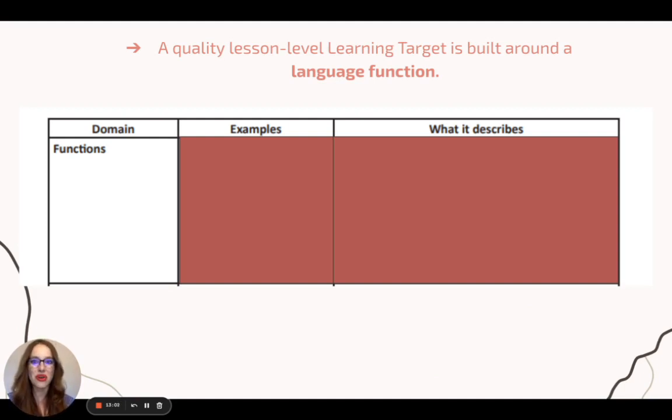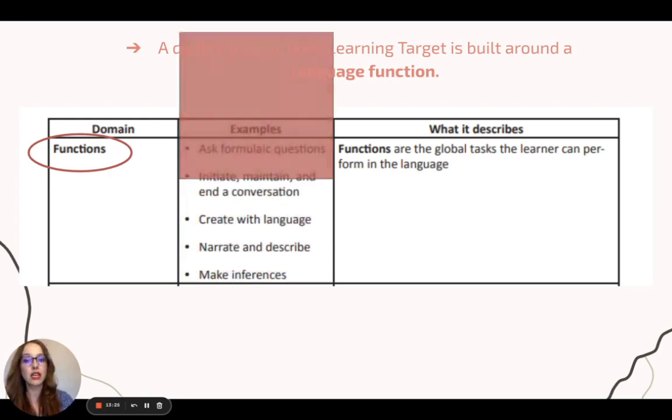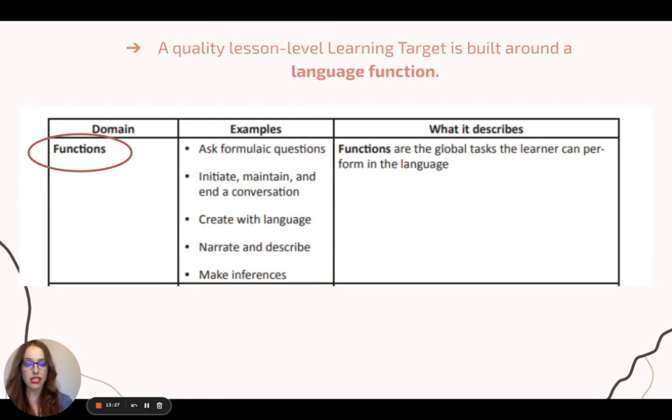Okay. A quality lesson level learning target is built around a language function. Well, we have to know and fully understand what language functions are. It is what it sounds like. Functions are the global tasks the learner can perform in the language. So it's why you're bothering to talk, why you're bothering to read and investigate. What's the goal that you want to achieve? What are you doing with your language? Some examples, well, we talked about ask and answer questions, describe, maintain a conversation, initiate a conversation, create, narrate, describe, make inferences.